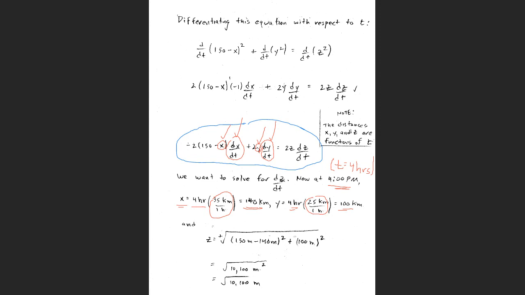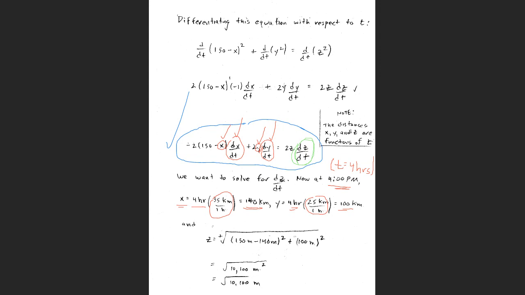Are there any questions so far? Is there any variable that we still need to find? Keep in mind, we want to solve for dz/dt, right? So is there any other variable that we need to find a value for in this equation here? That's right, Lynn. Very good. We've got to find what z is.